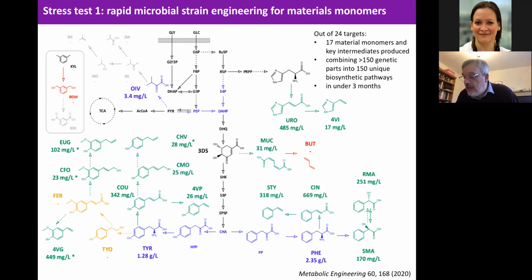We subsequently took a small selection of these strains that have been engineered to produce mandelate and hydroxymandelate and put them through a second stress test with the objective of increasing titers to the gram per liter scale. That second stress test was likewise successful, driving titers into the 1 to 10 gram per liter scale, values that are now suitable for consideration of production scale up for these compounds.